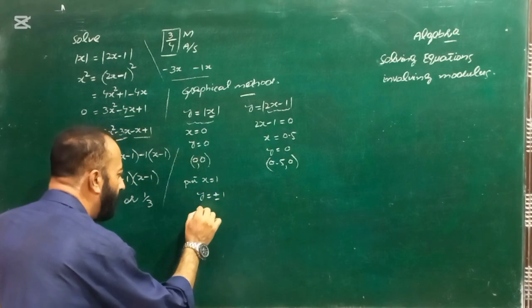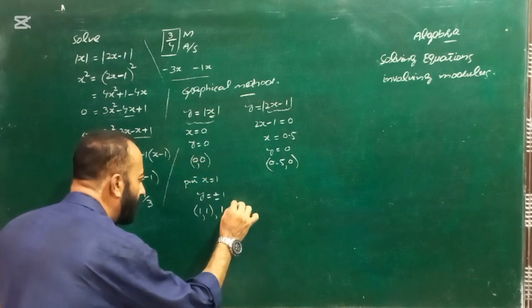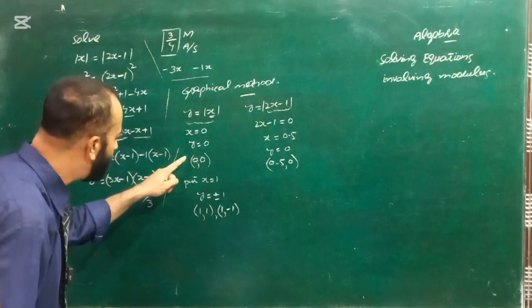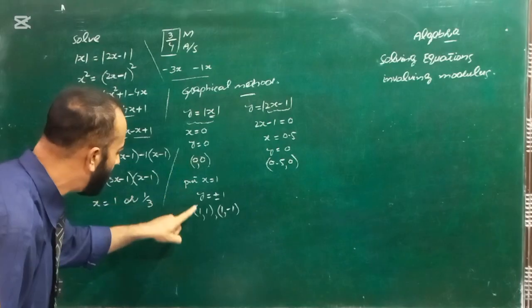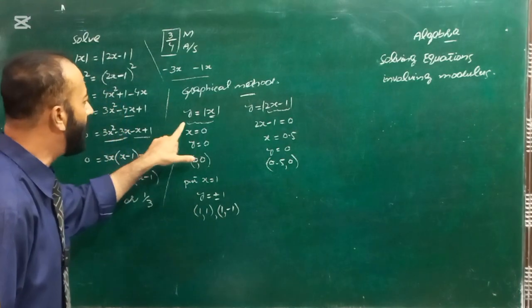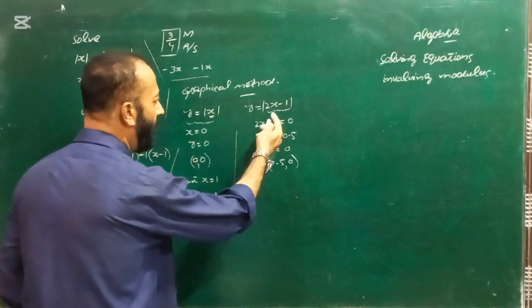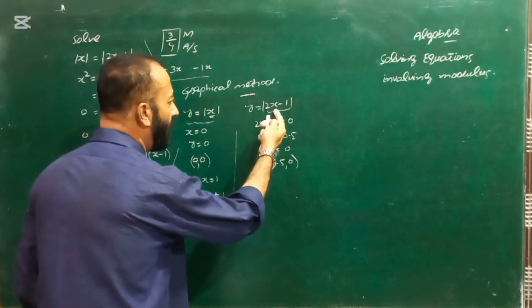So the points will be 1, 1 and 1, minus 1. So actually these 3 points, one vertex and these 2 points, in total 3 points, will draw the graph of this equation. Likewise, you will put 1 over here.